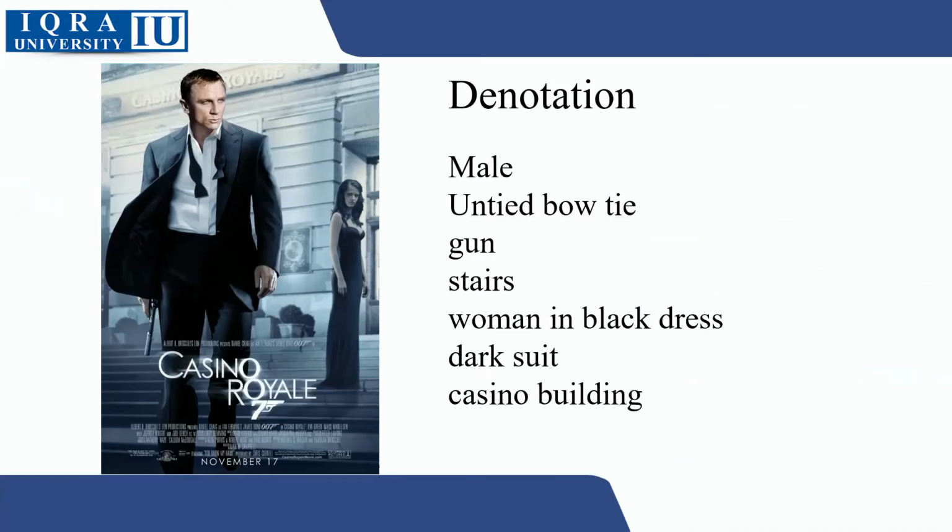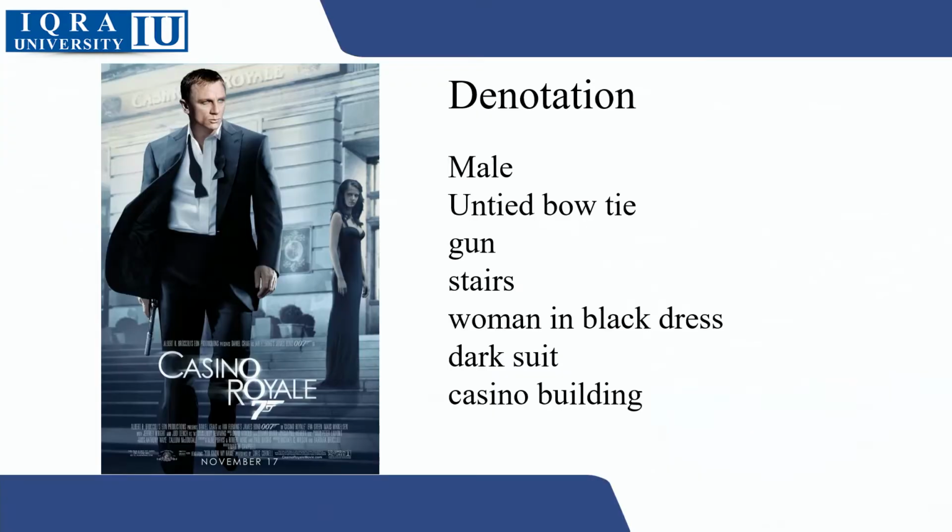Denotation is basically the physical appearance of anything, and if you see this picture, there is a person standing, just the physical appearance of this character. He is a male, there is a girl standing behind him, she is wearing black, there is a gun, there is a staircase, the person is in a hurry, he is holding a gun with a silencer as well. This is the physical representation and the denotation.